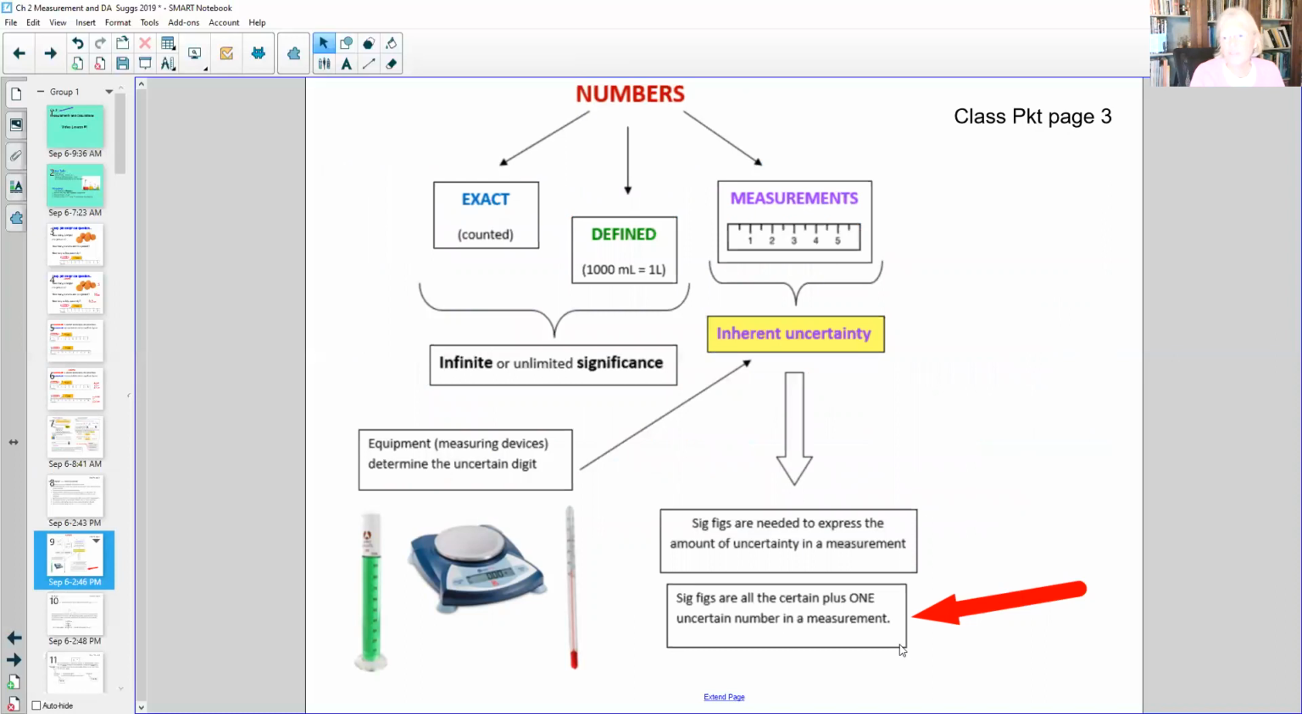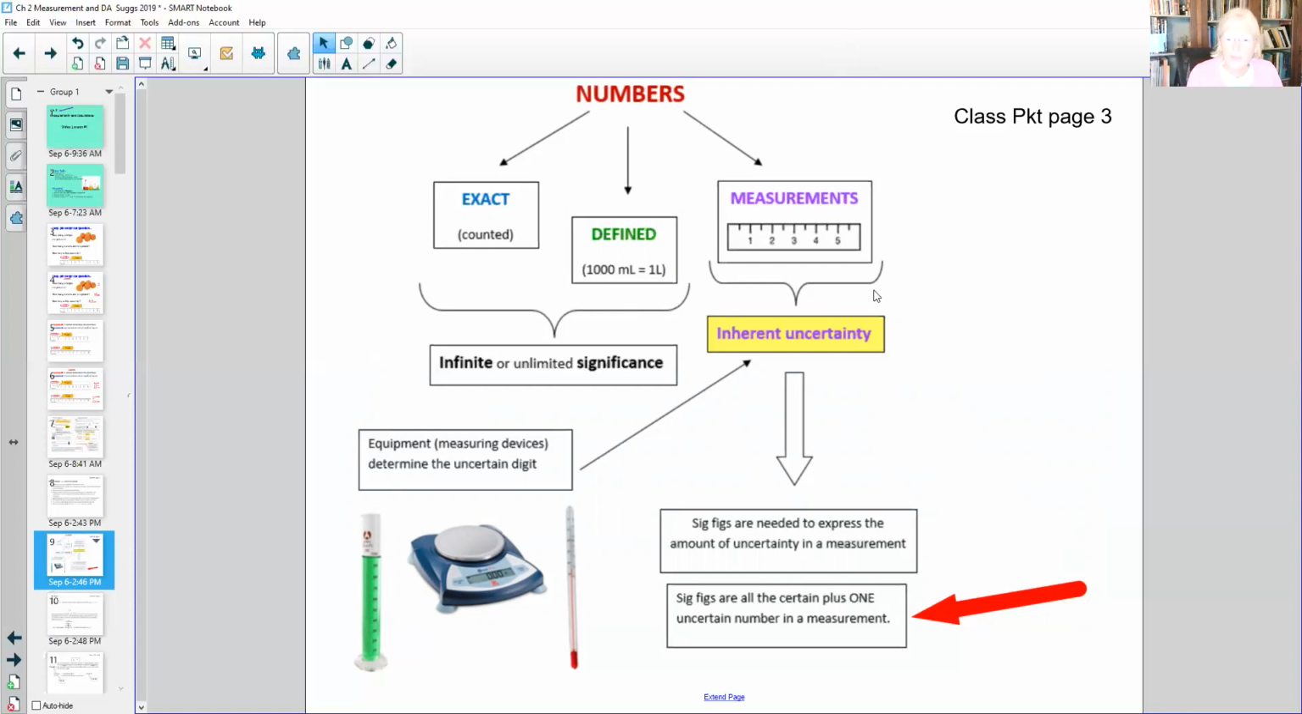Here's another image found on page 3. As I pointed out in our introduction, there are these 3 kinds of numbers. Exact numbers that you count. Nobody's going to disagree with an exact number that you count. Defined numbers have infinite significance because everyone will agree how many inches are in a foot, or how many ounces are in a pound, or how many millimeters are in a centimeter.